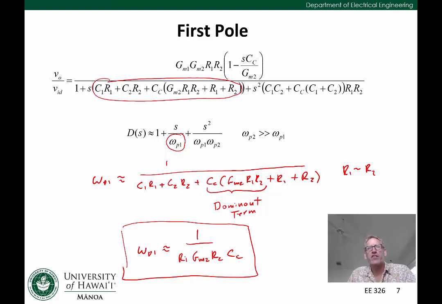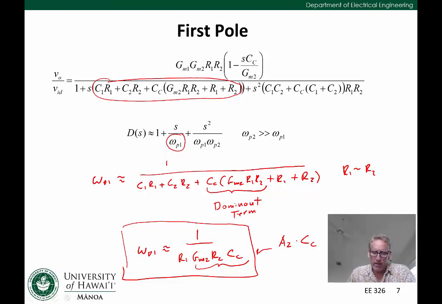Now, let's just do a little sanity check. Does it make sense that that should be the dominant pole location? Well, if we look at this term in here, that would be GM2 R2 times CC. That's really a Miller multiplied CC because the gain of the second stage is approximately GM2 R2, right? So this term is really A2 times CC. So it does make some sense. This becomes a 1 over RC, where the C is the Miller multiplication of CC by the gain of the second stage, which is GM2 R2.